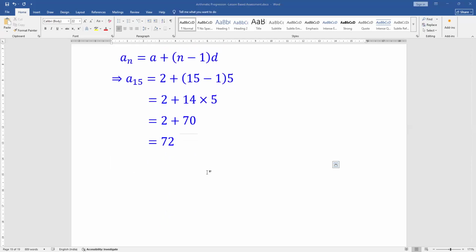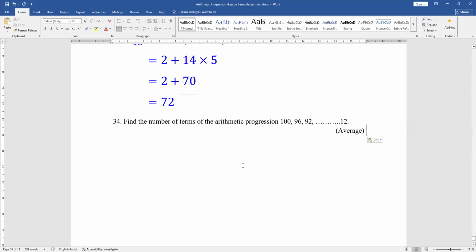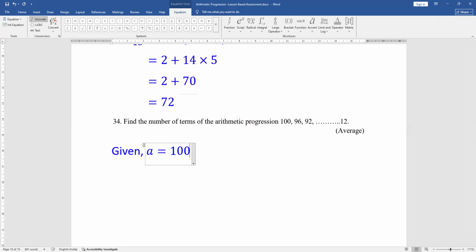Now I move on to the next question. Find the number of terms of the arithmetic progression 100, 96, 92, and so on to 12. Now here, first of all, we are going to identify what is given here. First term is 100, right? So that is a equals 100, comma, then d.